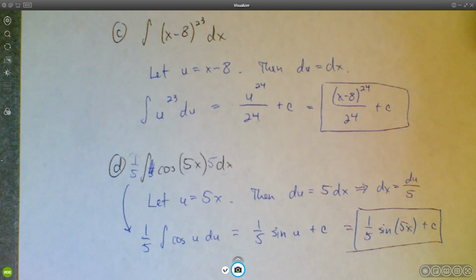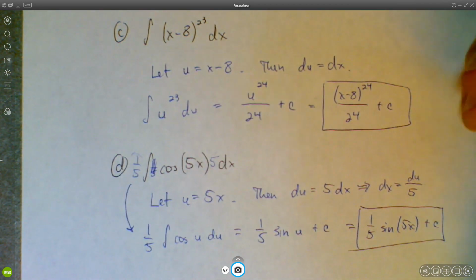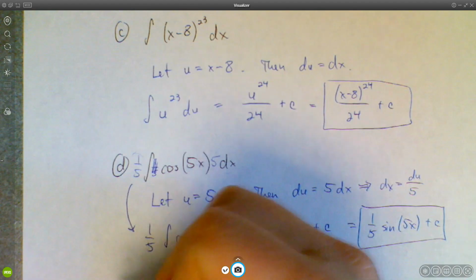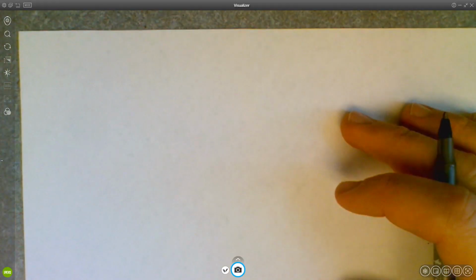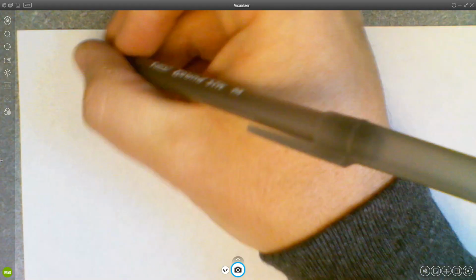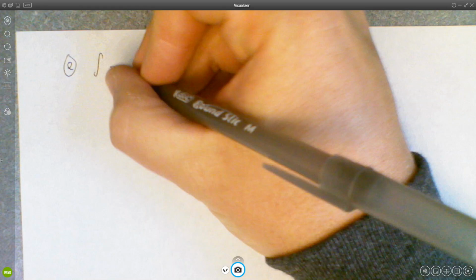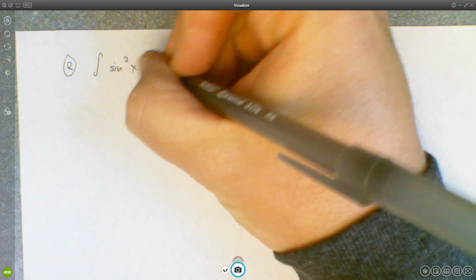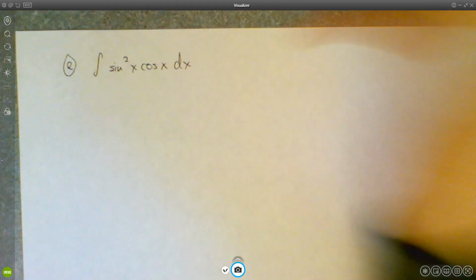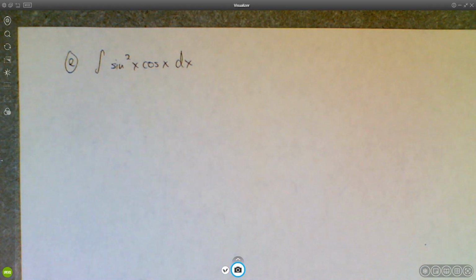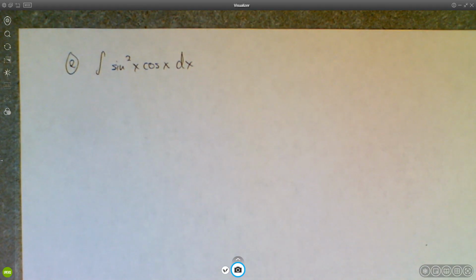Okay. Ooh, here's a good one. Okay, so this is a really good one. I don't think I have room on this page, so I'm going to flip the page. Okay, here's a really good one. Let's integrate sine squared x cosine x dx. Okay.